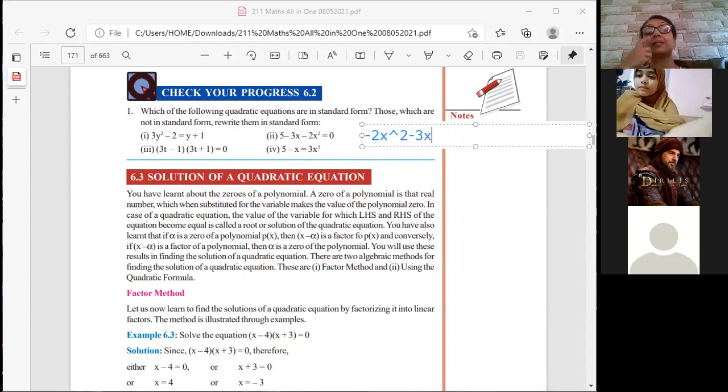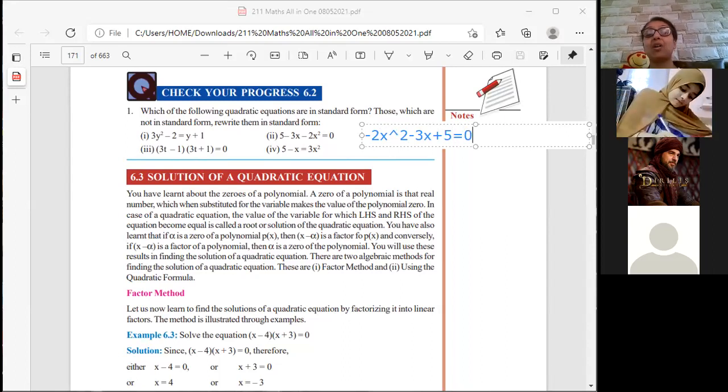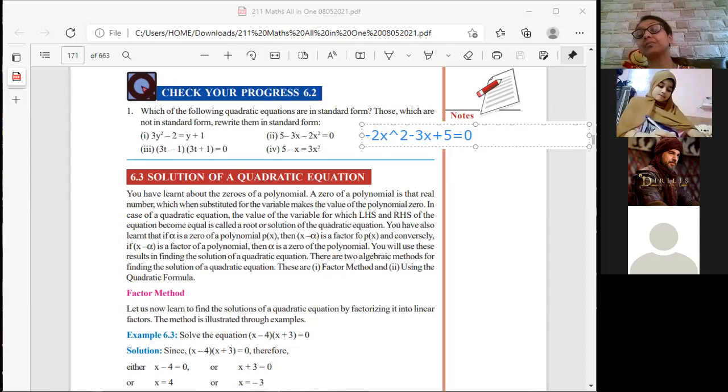Minus 3x plus 5 is equal to 0. Now, can I call it to be in the standard form? No, not yet. Because one very important point is that your A is supposed to be greater than 0. Is it greater than 0? No. It is minus 2. You cannot have the first A as minus. It has to be plus. It should not be negative. It has to be greater than 0.